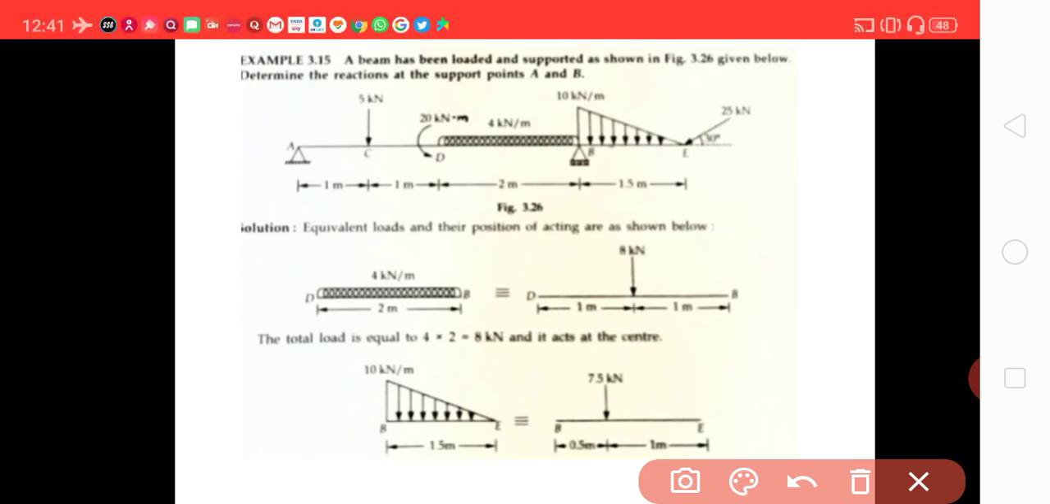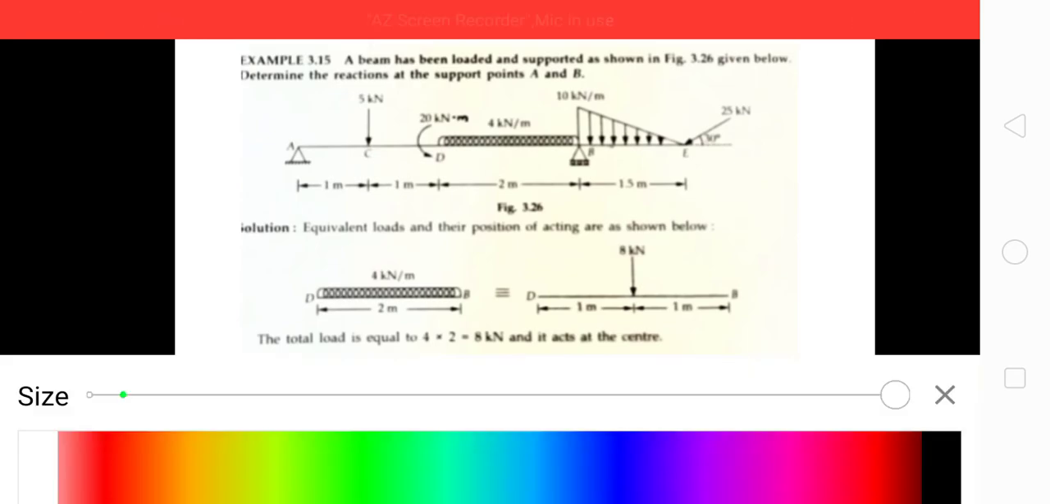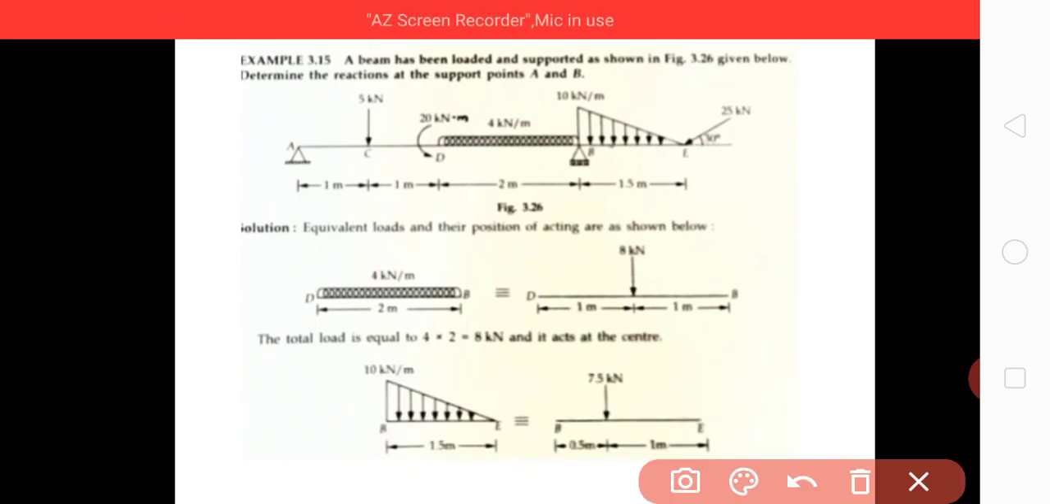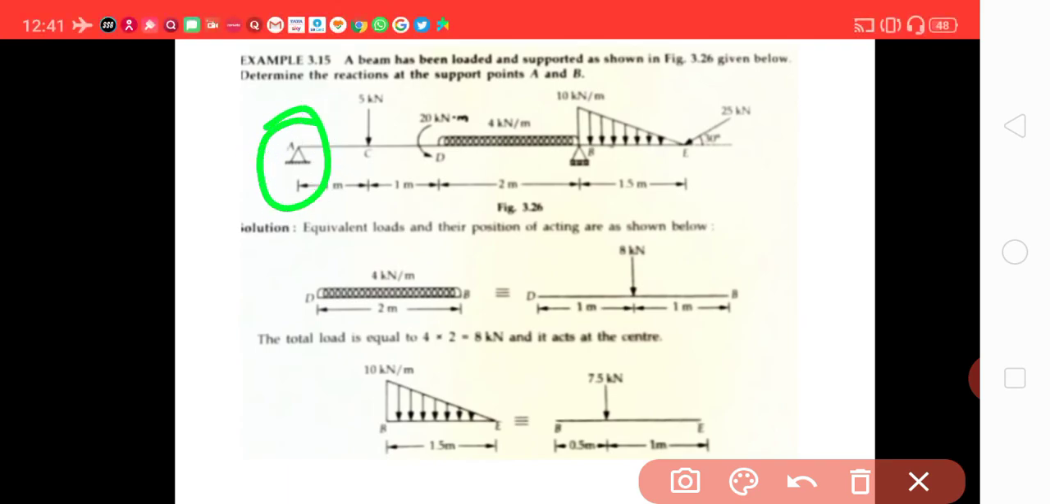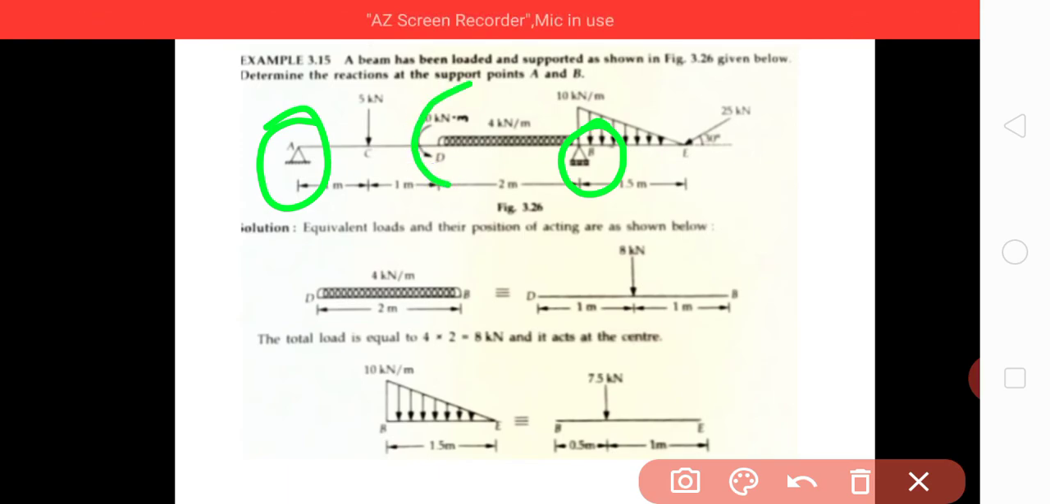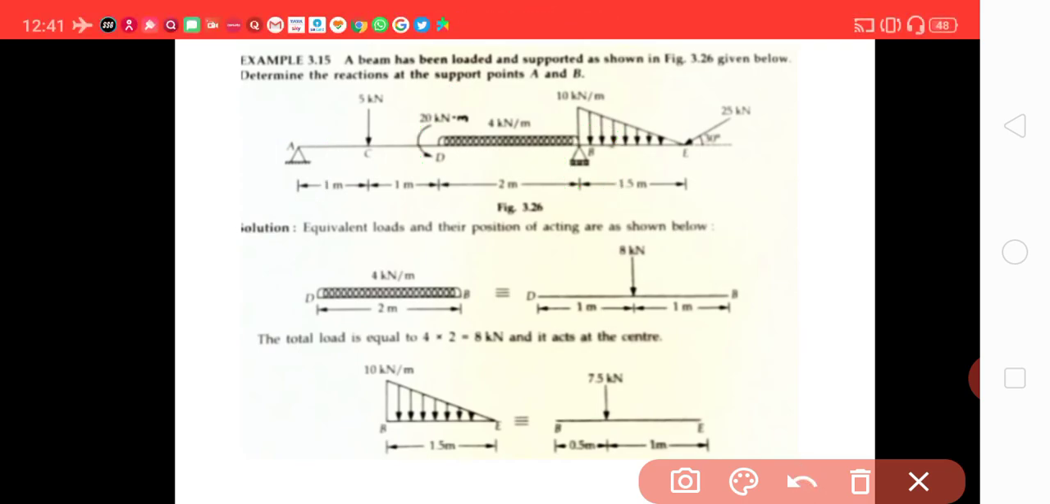Here it is a hinge joint. This is the roller joint, roller support. Here there is a pure moment, an anti-clockwise moment of 20 kilonewton meter. So the first step will be to find the equivalent point load for these two loads, this UDL and UVL.